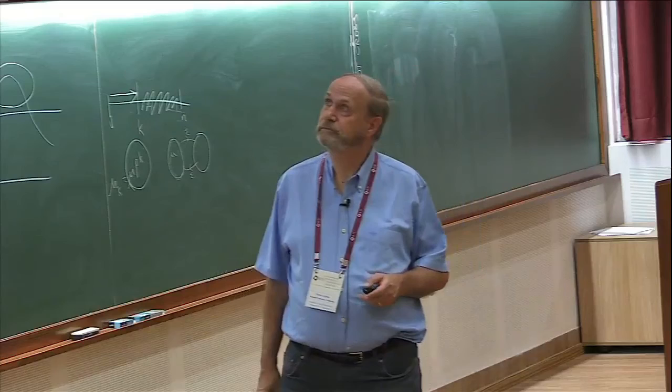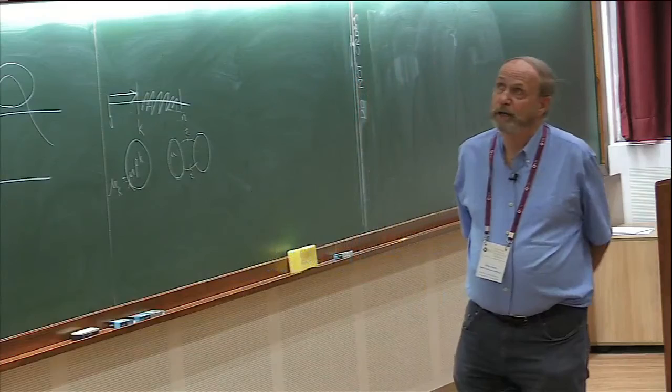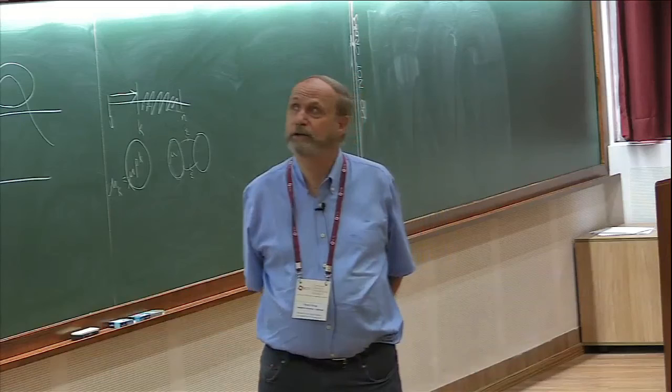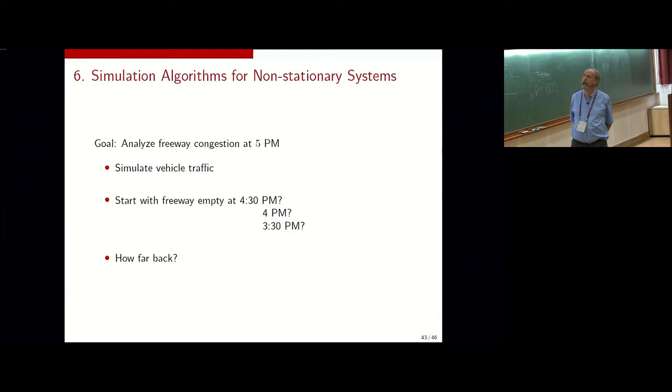Okay. So let me close with a quick discussion of use of Monte Carlo simulation in the context of non-stationary models. And let me frame this in the context of something like looking at freeway congestion, maybe congestion in downtown Bangalore, let's say at 5 p.m. or 6 p.m. in the evening. So how would you want to do a simulation of that type of system? We're interested in traffic congestion at 5 p.m., let's say. We want to simulate the vehicle traffic. So how do we initialize this simulation?